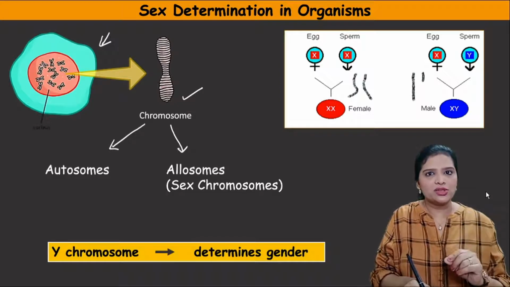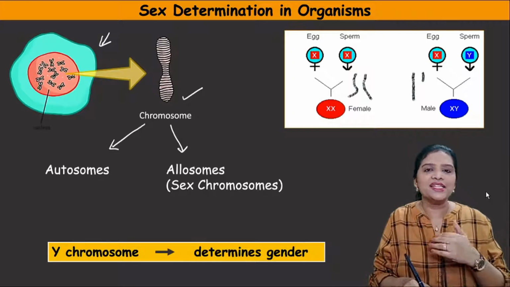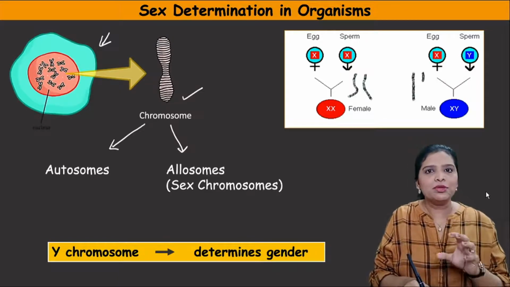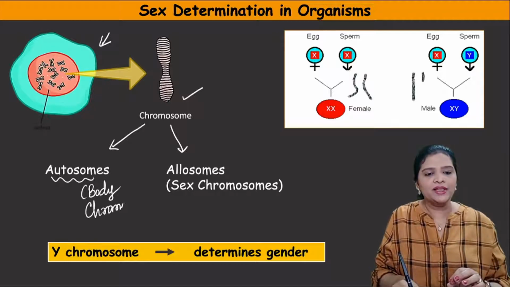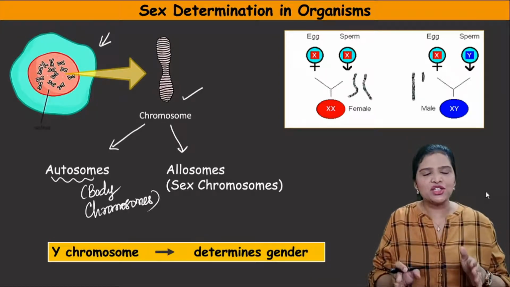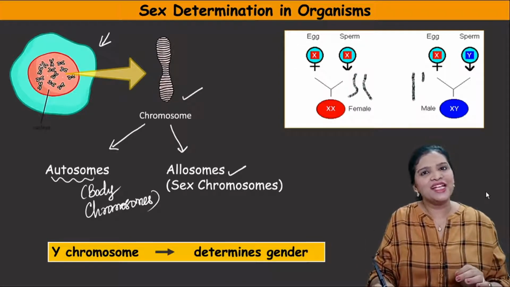So what are autosomes? The chromosomes which determine the characters of an organism apart from the sexual characters. That means the bodily characters, how our eyes, ears and other organs function, their structure and shapes. All these characters are controlled by a group of chromosomes called autosomes, that is, body chromosomes. On the other hand, we have sex chromosomes, which control only the sexual characters of an organism. They determine the sex of the organism and are called allosomes or sex chromosomes.